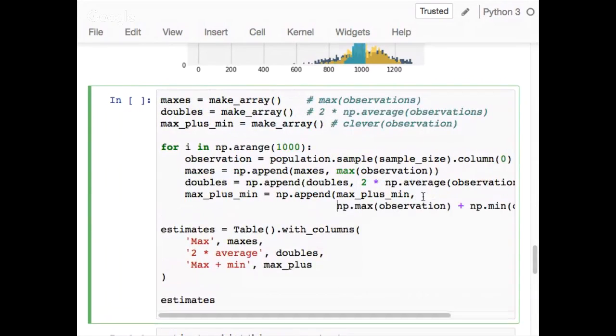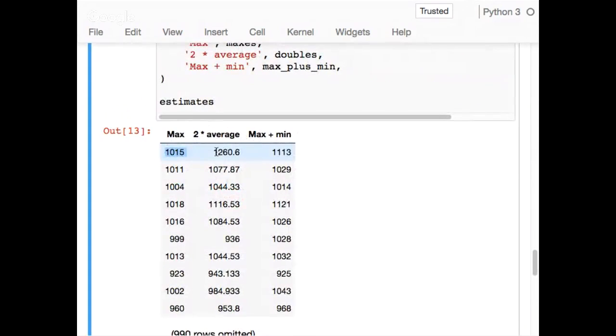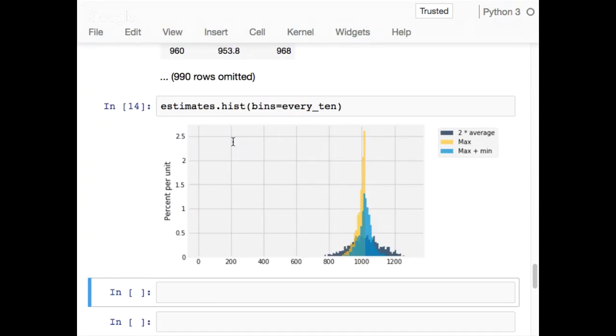Okay, just move that here. Okay, so max plus min, max plus min. Let's take a look at what that gives me. So I have here max, 2 times the average, and max plus min.